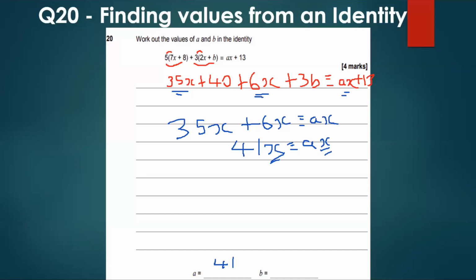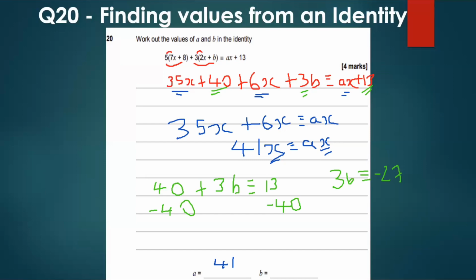Looking at the numbers, 40 plus 3b has to equal 13. So what I'm going to do is treat this like an equation. I'm going to subtract 40 on both sides, so I'm going to have 3b is the same as negative 27. 13 minus 40 is negative 27.